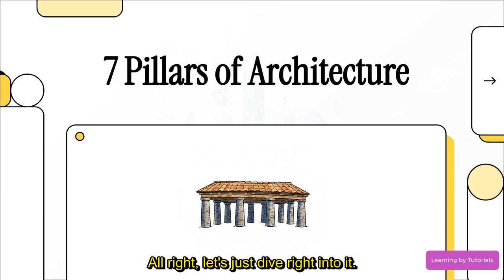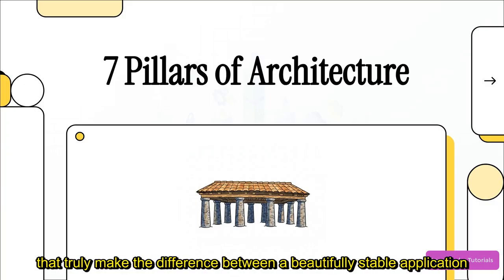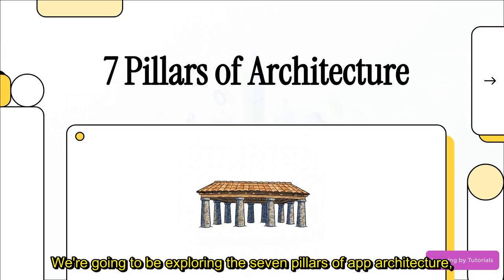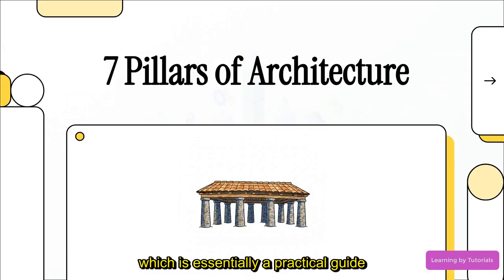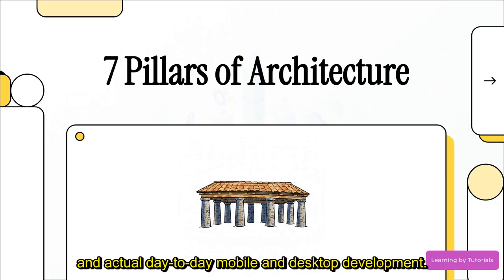All right, let's just dive right into it. Today, we're demystifying those crucial architectural decisions that truly make the difference between a beautifully stable application and, well, a complete, unmaintainable mess. We're going to be exploring the 7 pillars of app architecture, which is essentially a practical guide that bridges the gap between high-level theory and actual day-to-day mobile and desktop development.